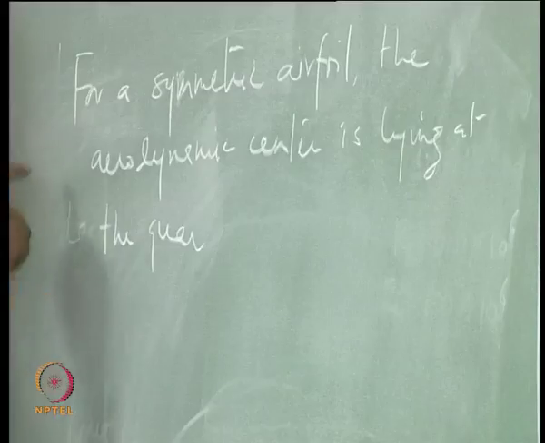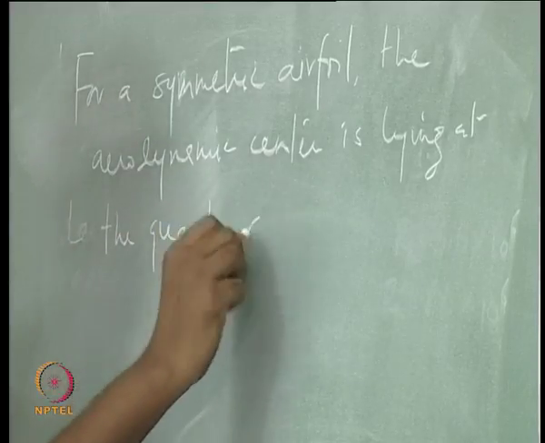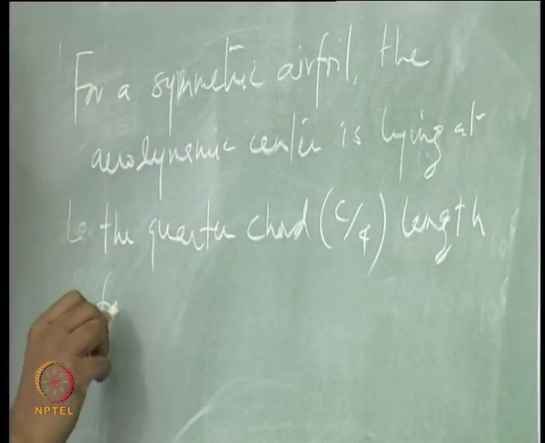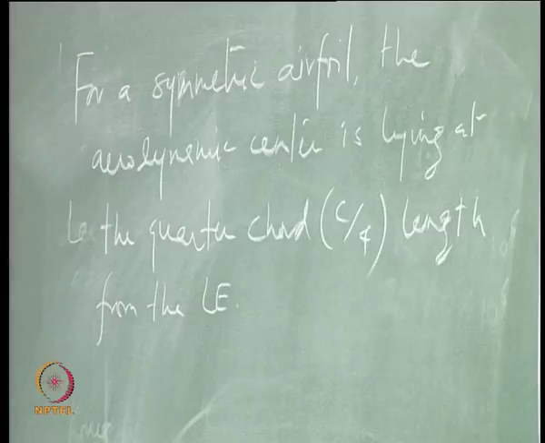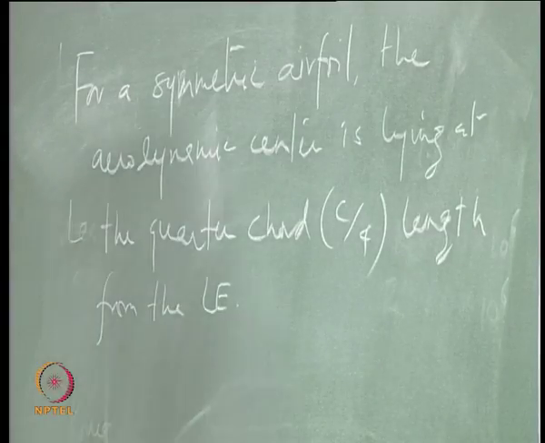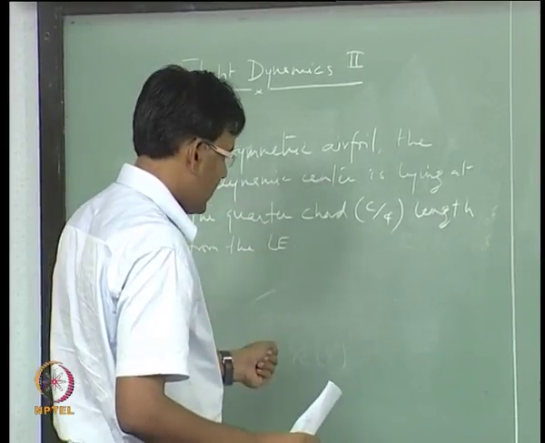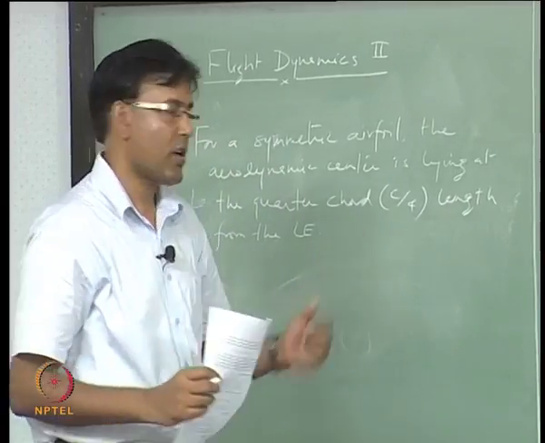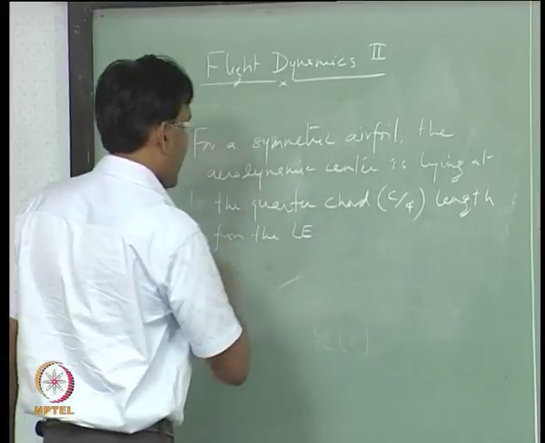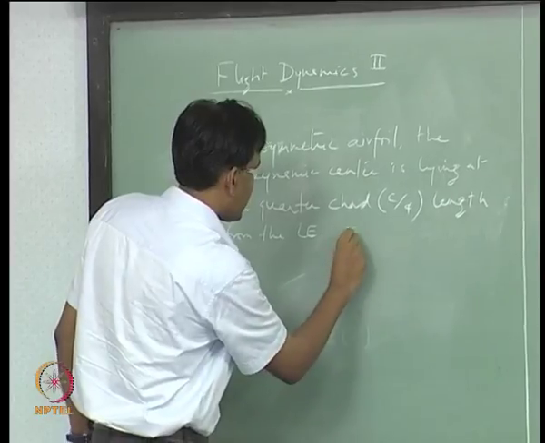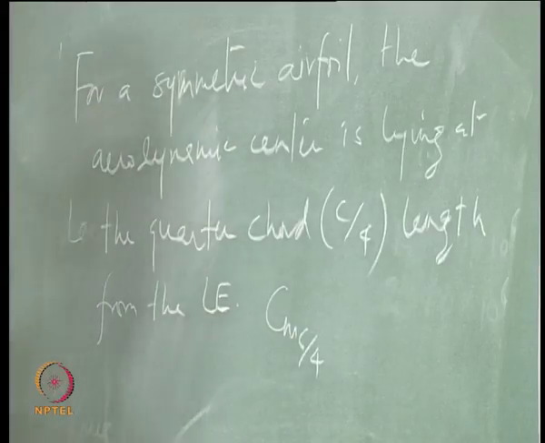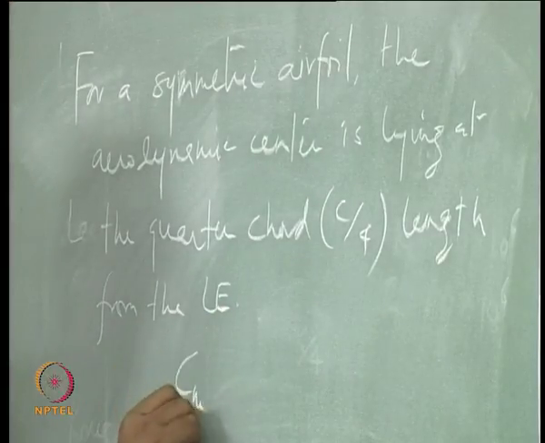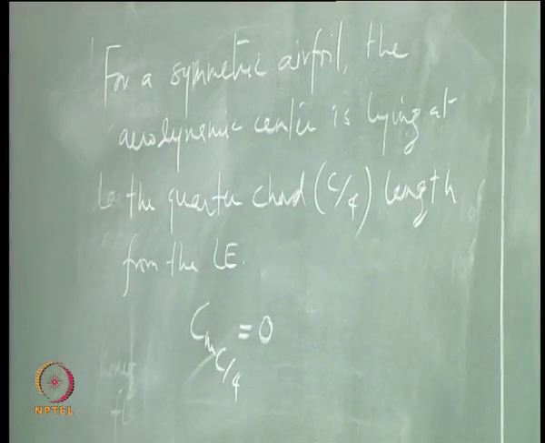The quarter. Okay, so for symmetric airfoil, the aerodynamic center is lying at the quarter chord length from the leading edge, right. So, for symmetric airfoil, the aerodynamic center is also the point where the resultant load on the top and the bottom surface is acting, and that gives me Cm quarter chord. So, if that is the case, we can also say that Cm c by 4 for the symmetric airfoil is 0.